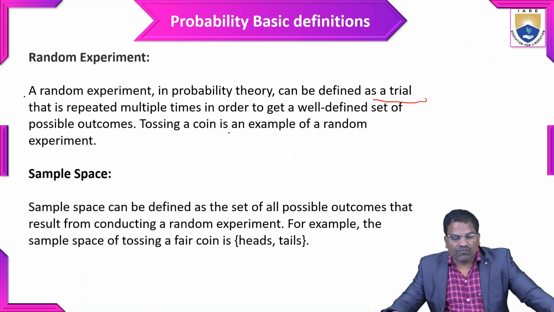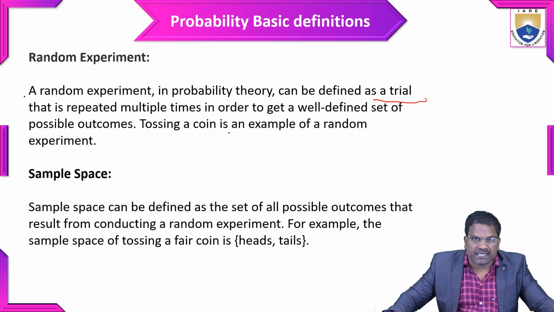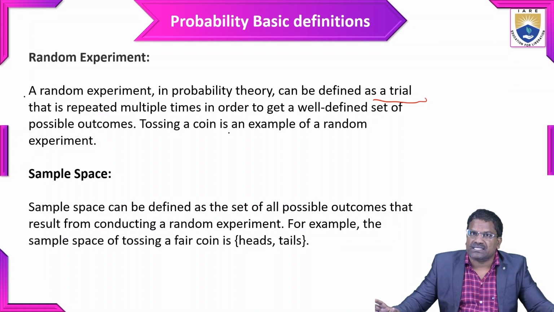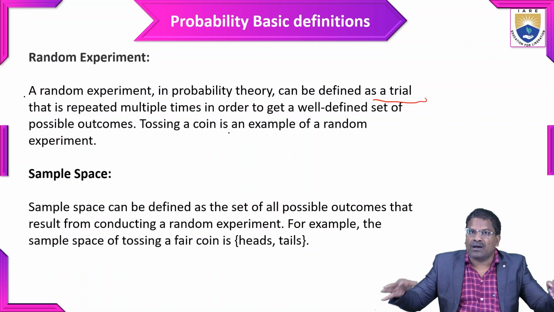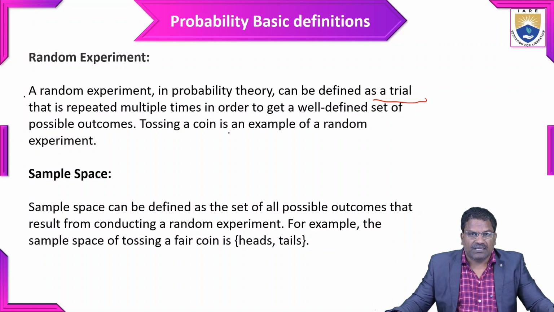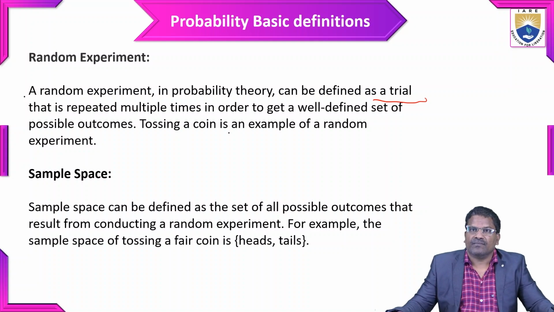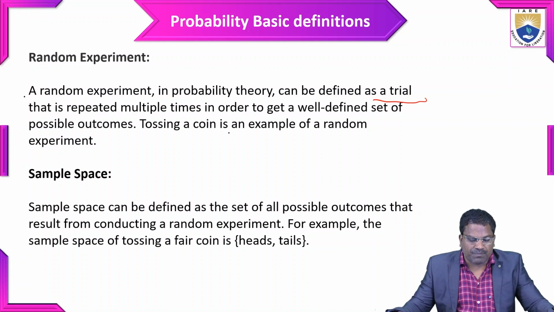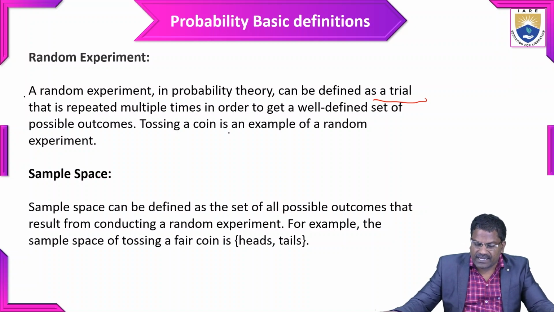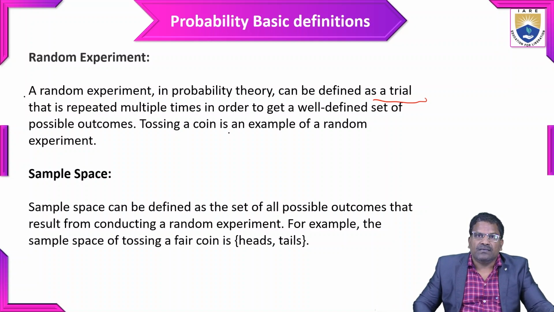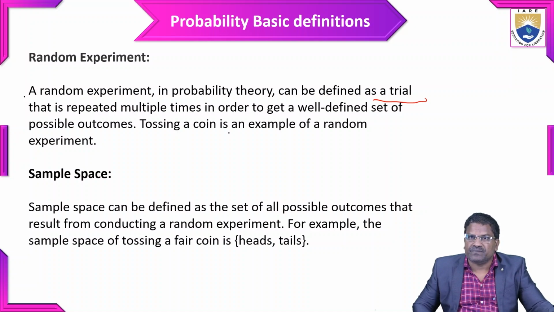Now let us define one more term, sample space. Sample space can be defined as the set of all possible outcomes that result from conducting a random experiment. For example, the sample space of tossing a fair coin, from heads and tails, we can take as the set {H, T}, or the set of heads, tails. This is the sample space for flipping a coin once.